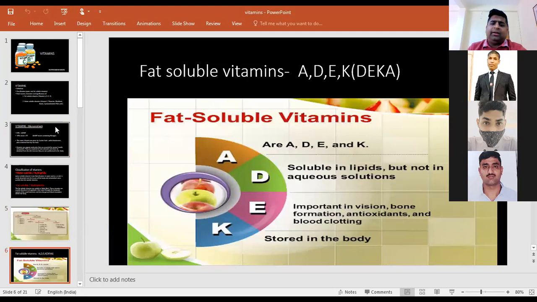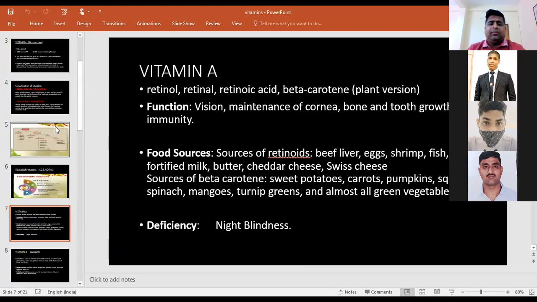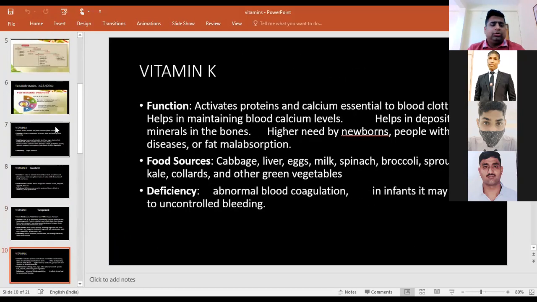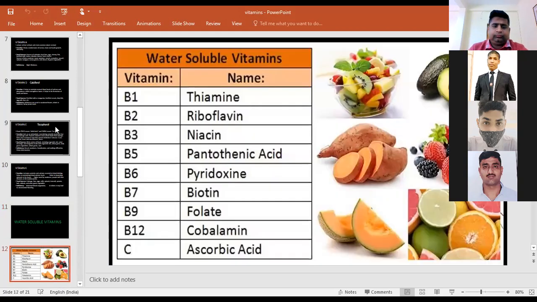Yesterday you have already learned about these vitamins A, D, E, and K. They were the fat soluble vitamins. Now today we are going to see water soluble vitamins. Okay. Water soluble vitamins are also known as hydrophilic. Okay, very nice. Hydrophilic.